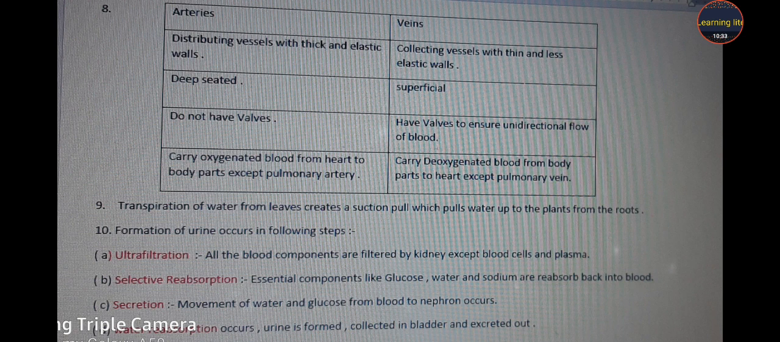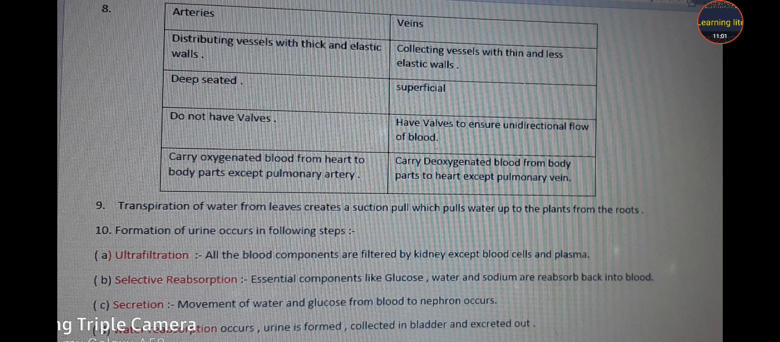Ultrafiltration means all the blood components are filtered by the kidney except blood cells and plasma proteins. Second is selective reabsorption. It means some important substances are selectively reabsorbed and go back to the blood. Third, secretion, movement of water and glucose from blood to the nephron. And the last one, water reabsorption finally occurs in the collecting duct and urine is formed.